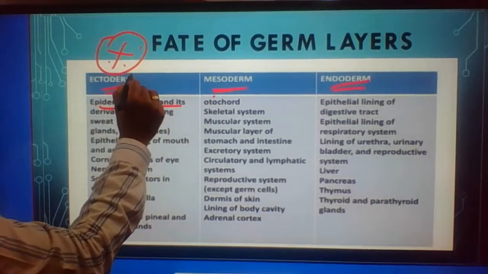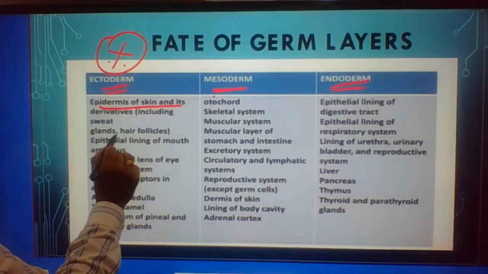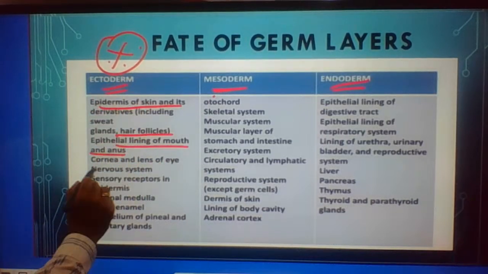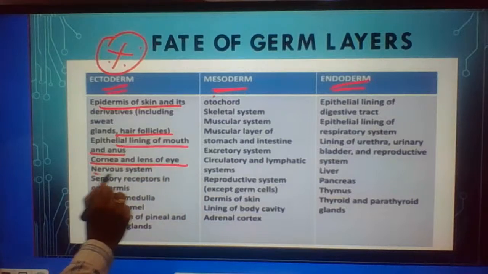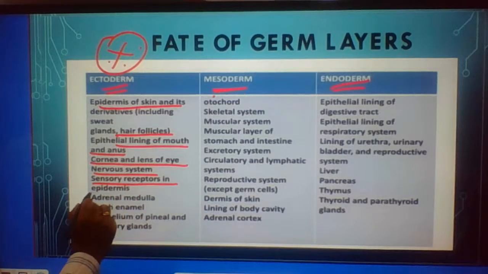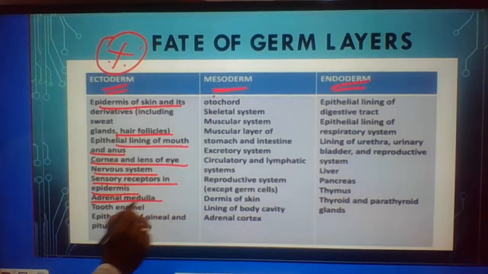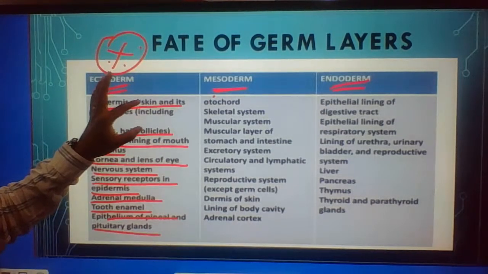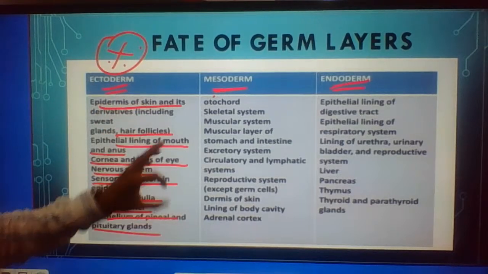So skin is getting formed from the ectoderm, where you could see the glands, hair follicles, then the mouth and the anus, which are from the ectoderm, the cornea and lens of the eye, nervous system, sensory receptors in the epidermis, adrenal medulla, tooth enamel, and the epithelium of the pineal and the pituitary gland. These are all things; definitely one question will come from this part. This is the fate of the ectoderm.